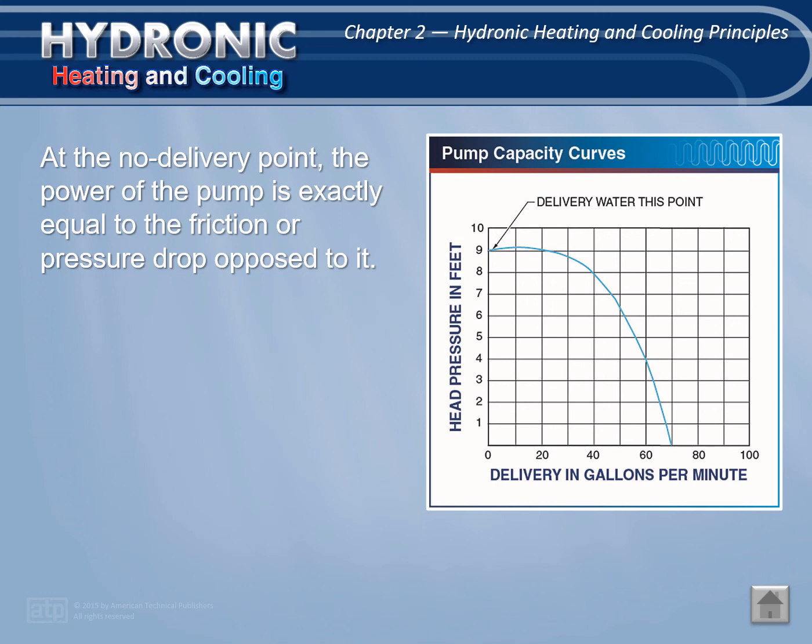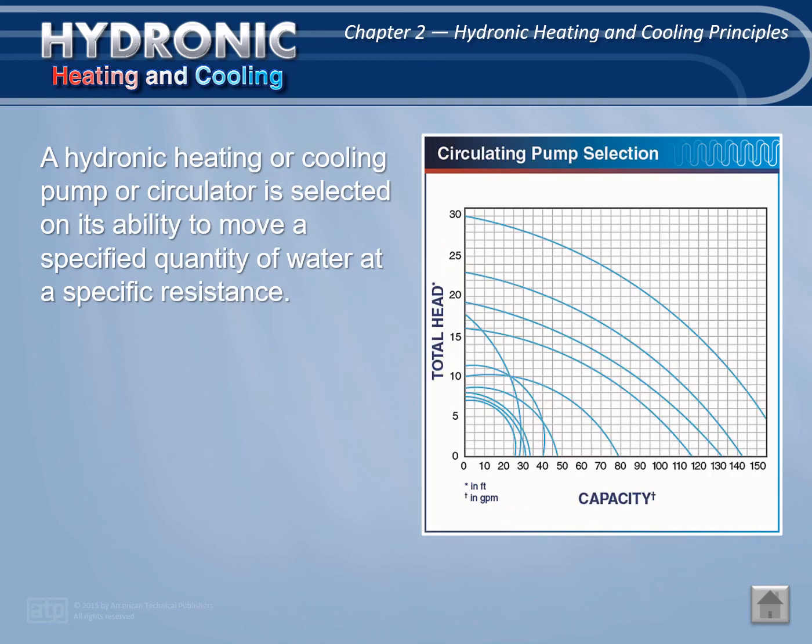Factors in selecting a pump or circulator: the number of gallons per minute required to carry the heating load must be found in order to determine the size of the pump and piping. To determine this number, the temperature difference between the inlet and outlet water of the heating units must be known. For a 20 degree Fahrenheit drop, the gallons per minute are found by dividing the heat load by 10,000. A hydronic heating or cooling pump or circulator is selected on its ability to move a specified quantity of water at a specific resistance.